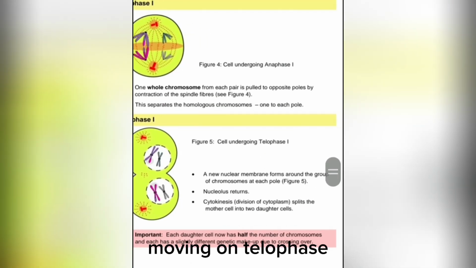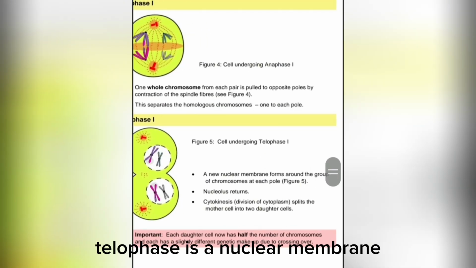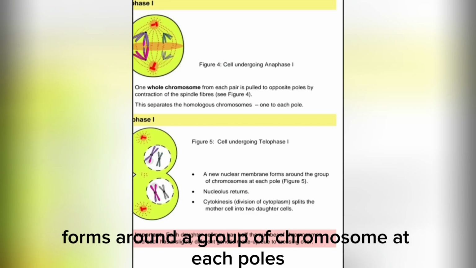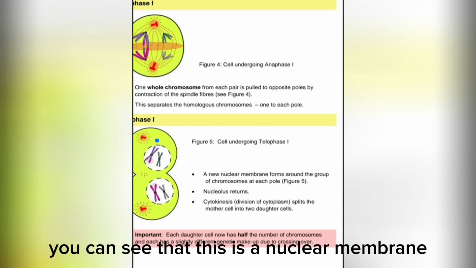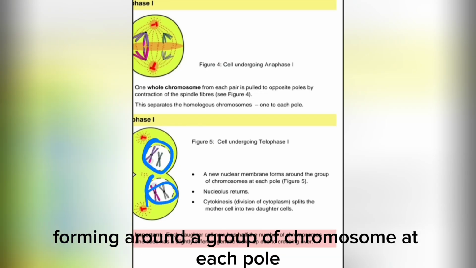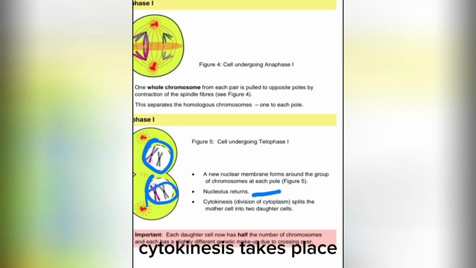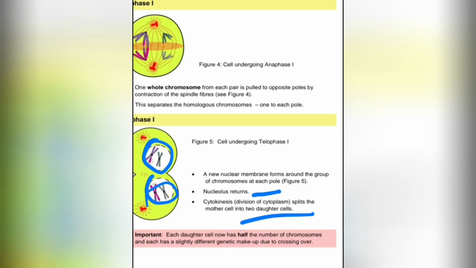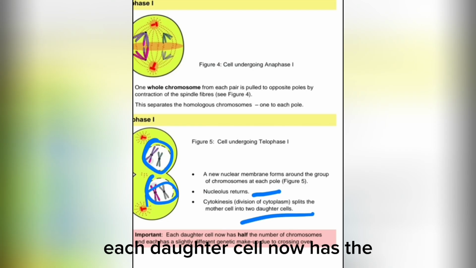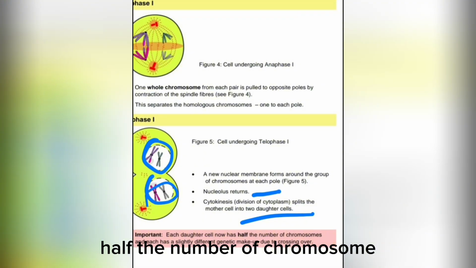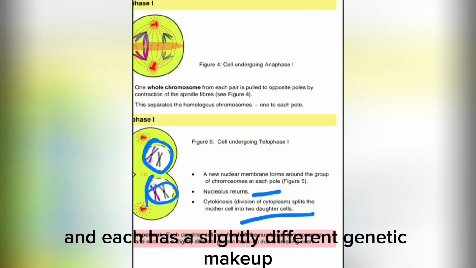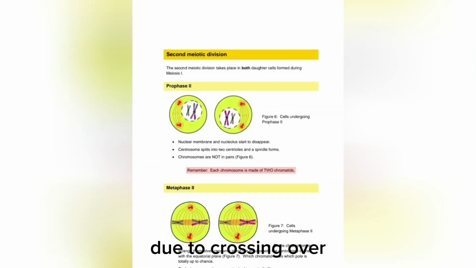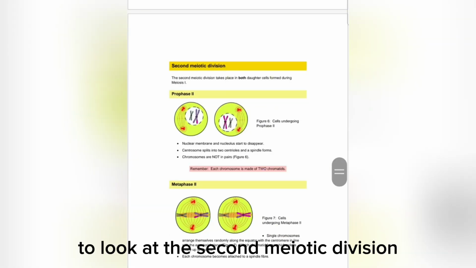Moving on. Telophase. So in telophase, the nuclear membrane forms around a group of chromosomes at each pole. You can see that this is a nuclear membrane forming around a group of chromosomes at each pole. The nucleus returns, cytokinesis takes place, and splits the mother cell into two daughter cells. Right? Important. Each daughter cell now has half the number of chromosomes, and each has a slightly different genetic makeup due to crossing over. Now let's look at the second meiotic division.